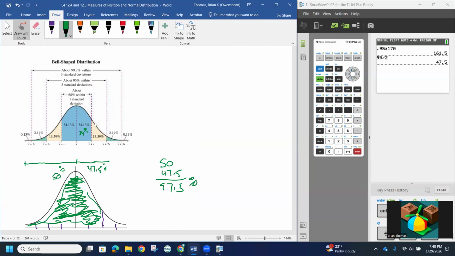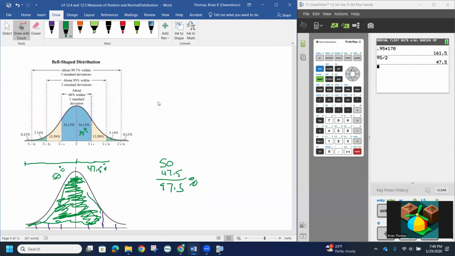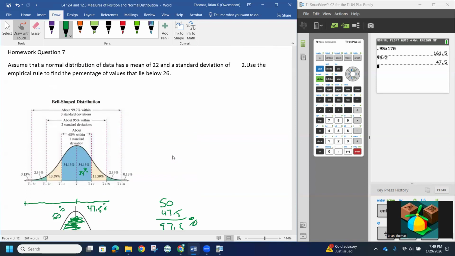So notice how we have to do a little bit of math here. Half the mean is 50%, and then we went 2 standard deviations because 26 is 2 standard deviations. So we had to divide that 95 by 2 and got this 47.5 because half of it is to the left and half of it is to the right of the mean. So we do get 97.5% for that. Just pay attention to rounding because I'm not really sure how that one rounds.